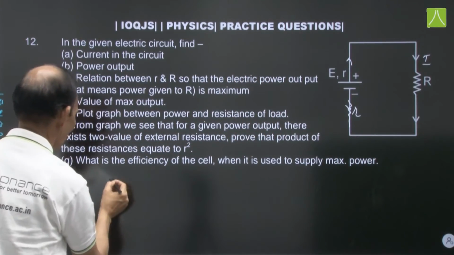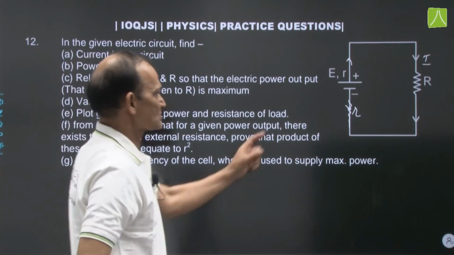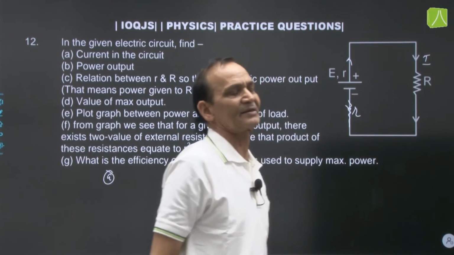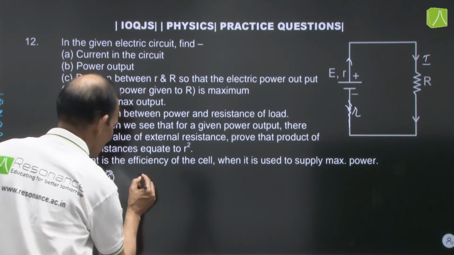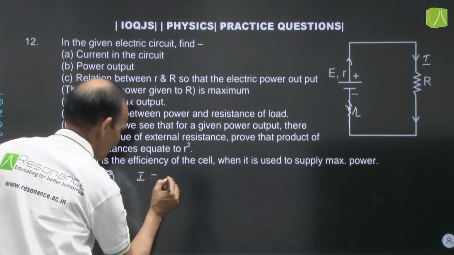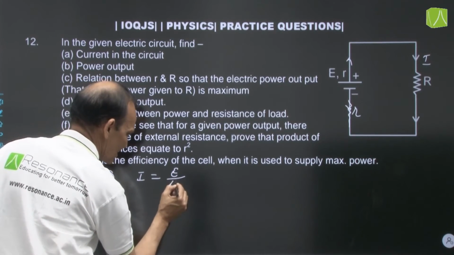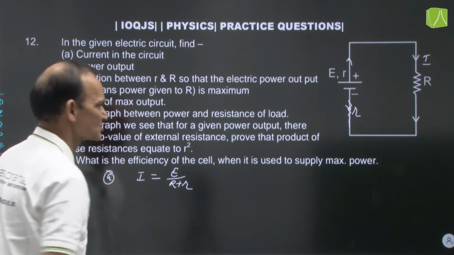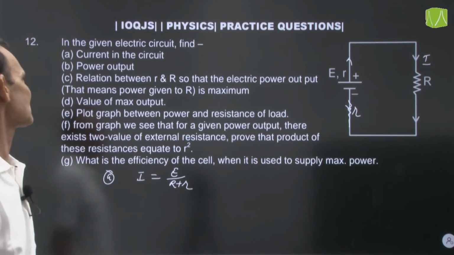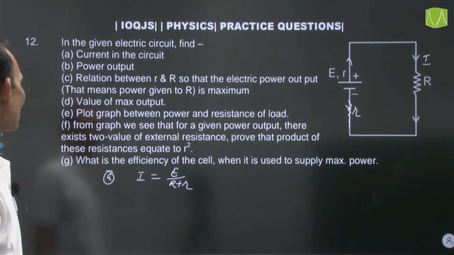Okay. First part A. What is the current? This small r and capital R are connected in series. So I will be equal to E upon total resistance, R plus r. It's the current. Simple answer. Now think about the second part.